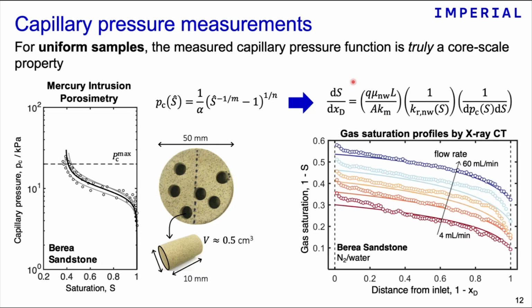Now, for a uniform sample, like this Berea sandstone we are considering here, you can see that this model works quite well. So here, the symbols are the results from our X-ray experiments, the saturation profile at different flow rates, as I mentioned, since the experiment is carried out at different flow rates. And the lines are the prediction from the model that I just described. And you can see that the model is doing a very good job in capturing the saturation profiles at different flow rates.